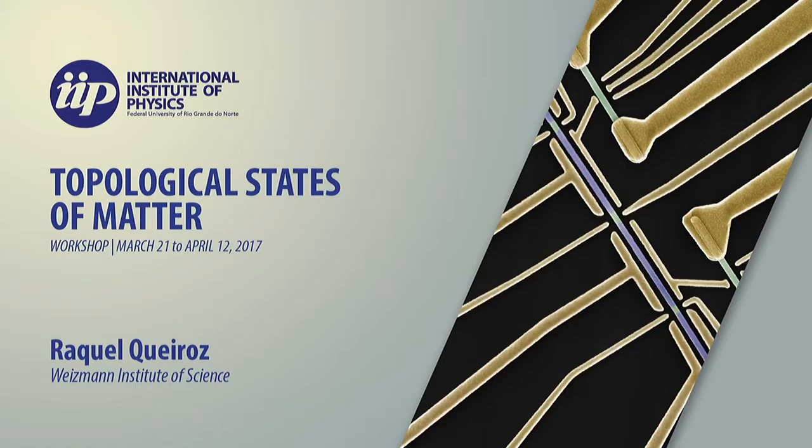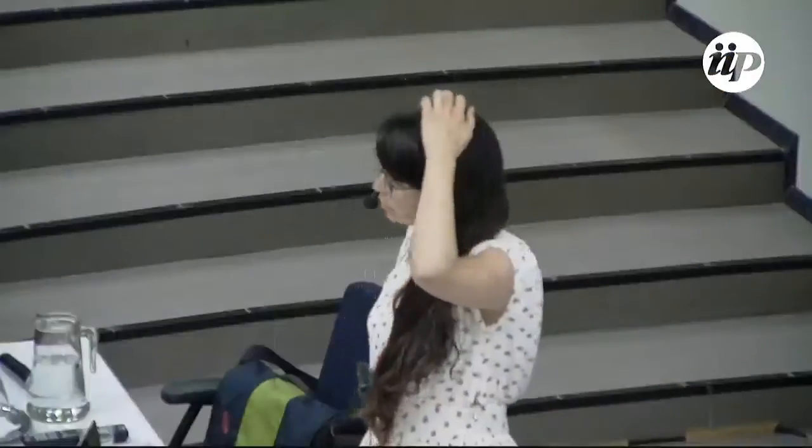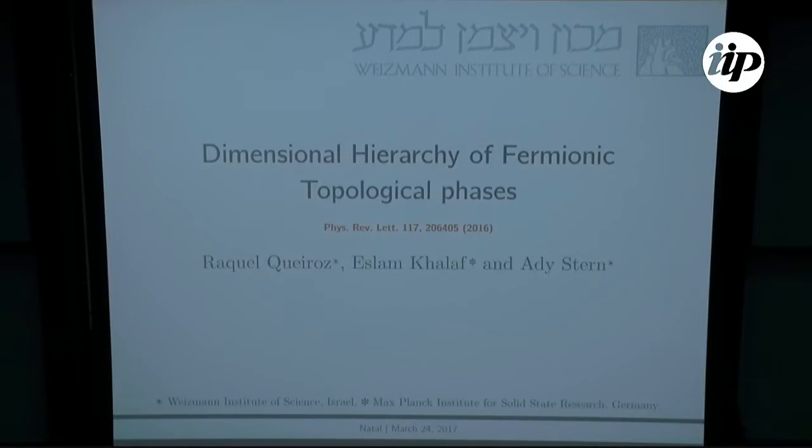Okay, first of all, thank you to the organizers for the opportunity to come here to Brazil and present my work with Adi. This is work that I did when I was still doing my PhD in Stuttgart, and now I have moved to the Weizmann Institute. I'll be talking about how we can learn about topological interacting phases from the perspective of non-interacting phases. I call it the dimensional hierarchy of fermionic topological interacting phases.